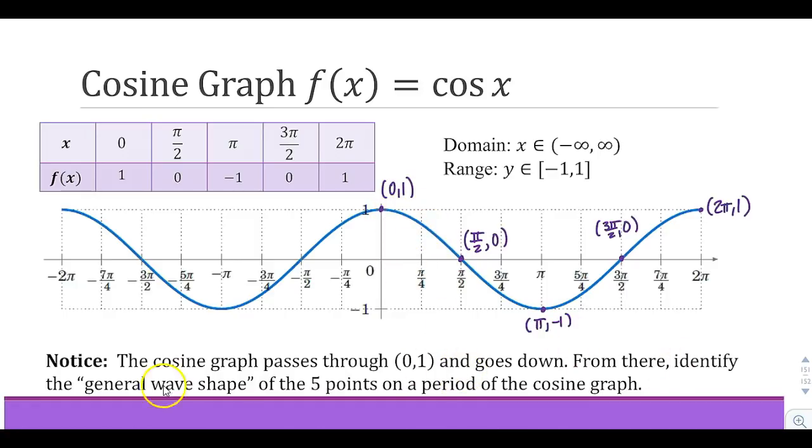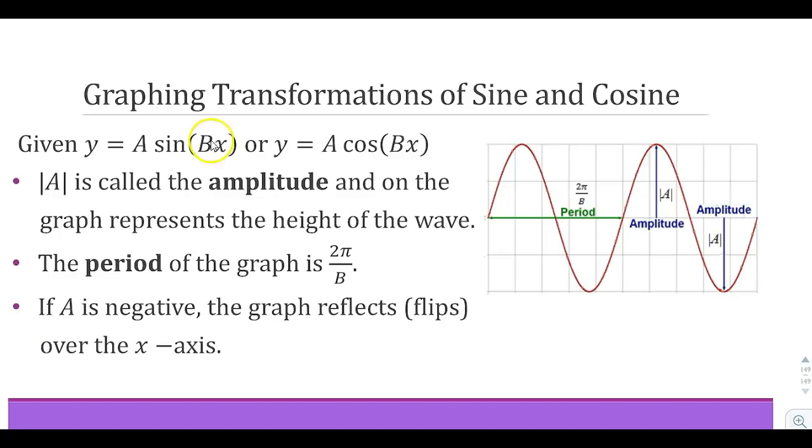And from there, we want to identify the general wave shape of the 5 points on the cosine graph. So this cosine graph starts up here on the y-axis at 0, 1, and then starts traveling down to the x-axis, goes down to this minimum value of -1, back to the x-axis, and then back up to 1 again, where it's going to repeat forever and ever because the domain is all real numbers.